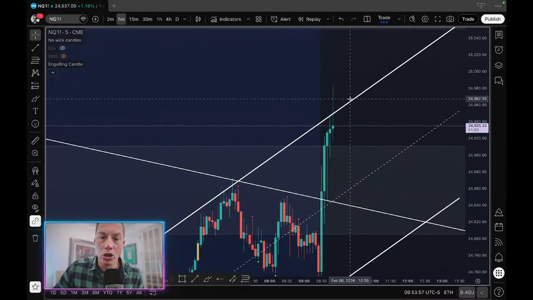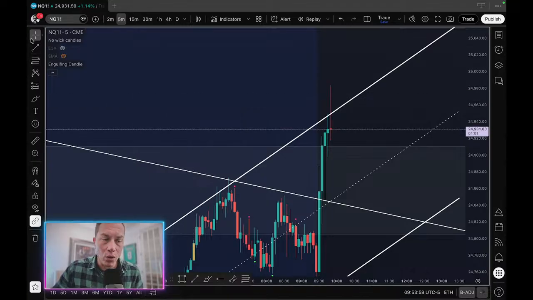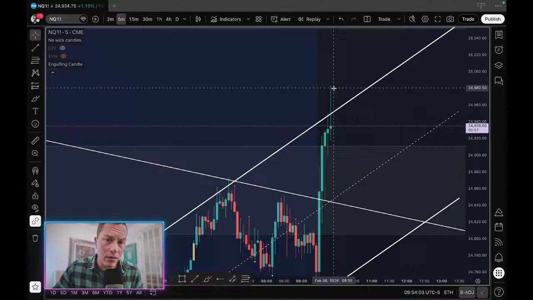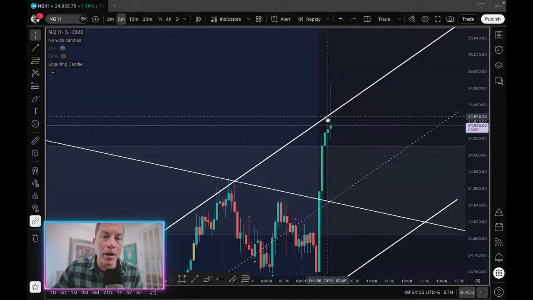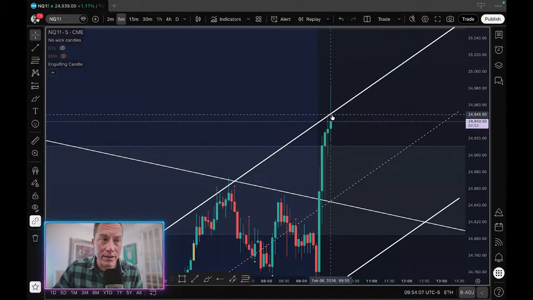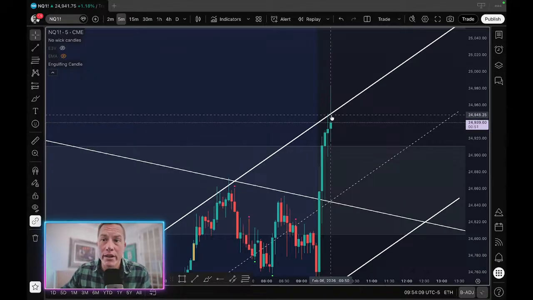So look what we're doing. We could be weak potentially as well, because look, we just created a wick. We did not close above this trend line. So I would say watch that. Make sure that we close above that trend line.